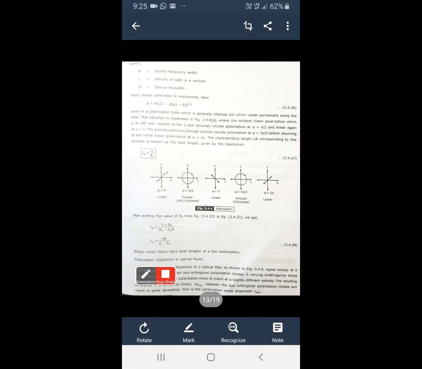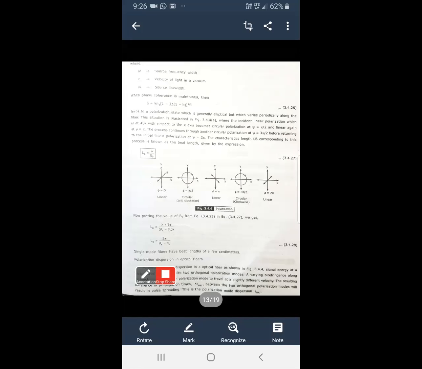at phi value equal to pi by 2. That is the second diagram, which represents circular polarization, and linear polarization again at phi equal to pi. That represents the linear polarization. The process continues through circular polarization at 3 pi by 2 before returning to the initial linear polarization at 2 pi. So the characteristic length corresponding to this process is known as the beat length.